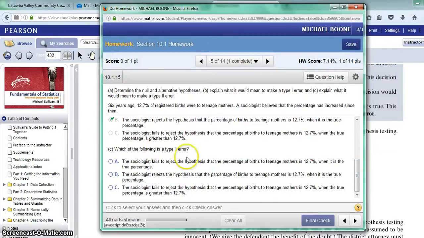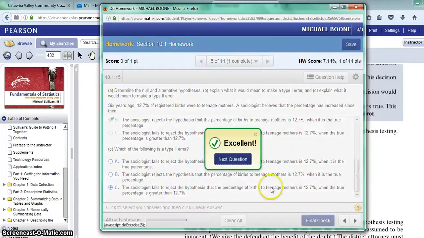So which of the following is a type 2? So we fail to reject the hypothesis, and we should have. So fail to reject when the true percentage is greater than 12.7. So this is what we should have done. Again, we always have the opportunity of being wrong.